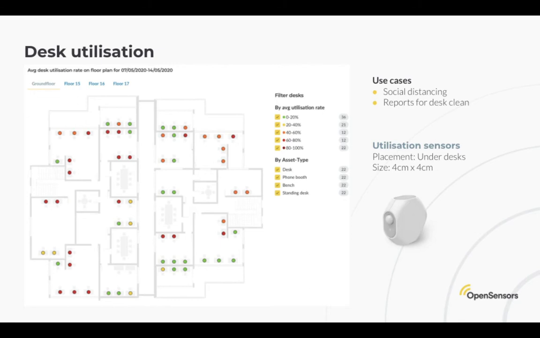The other thing that a lot of organizations are doing is also using these reports at the end of the day and making sure the cleaners are keeping an eye on the busiest areas, and printing out reports to cleaners on an end of day basis.